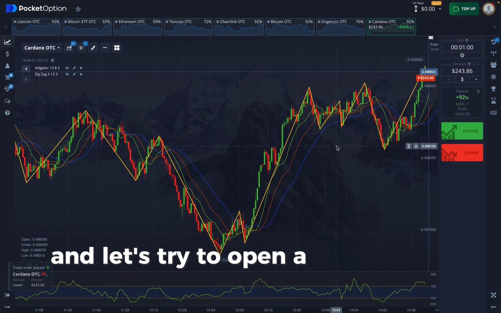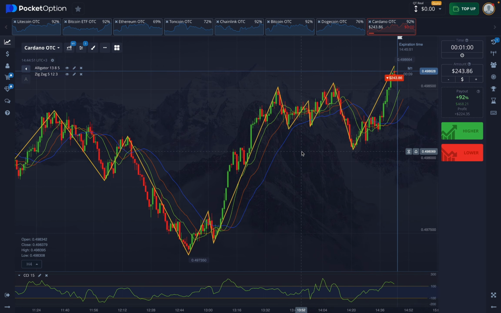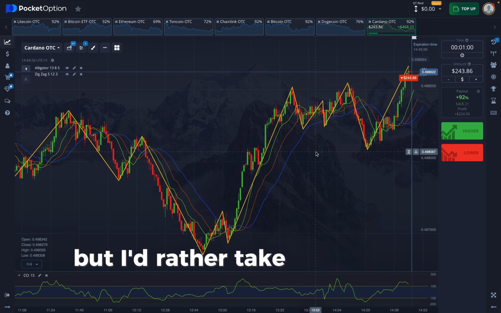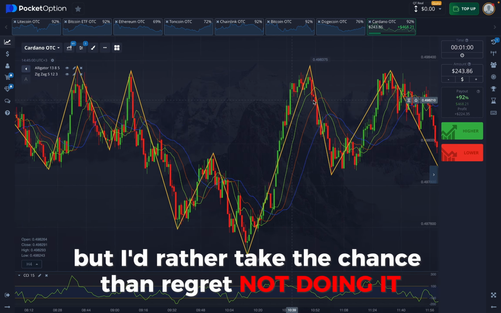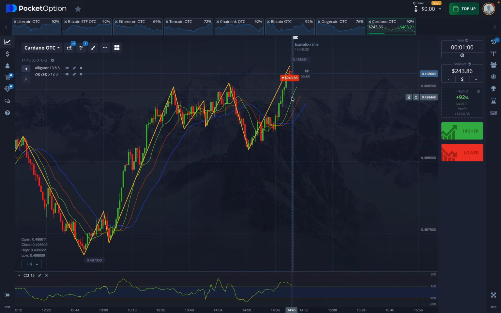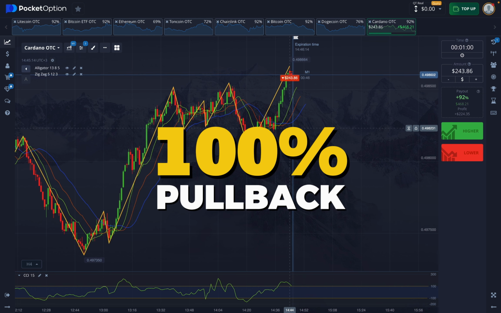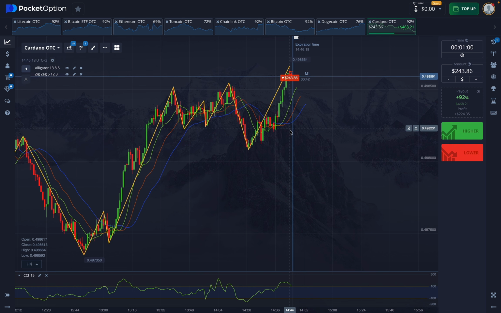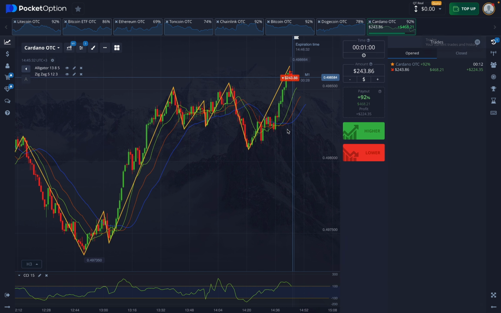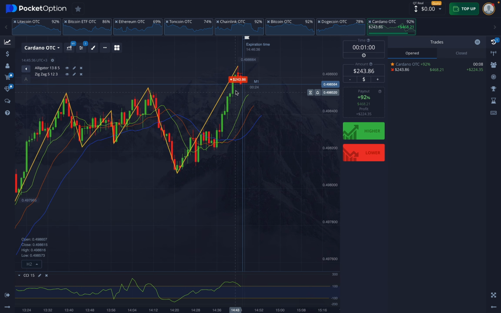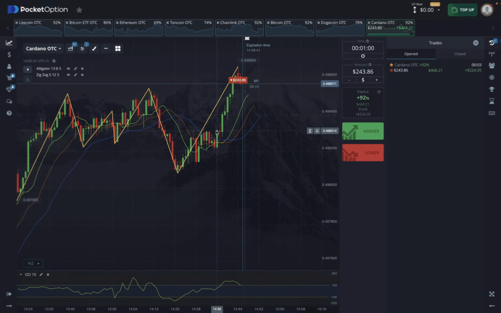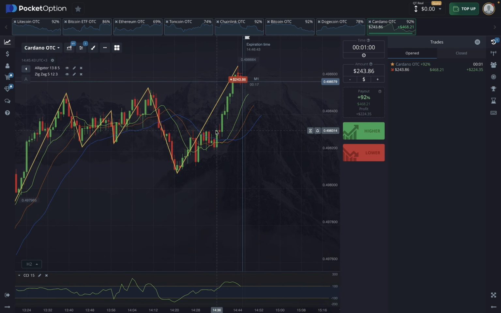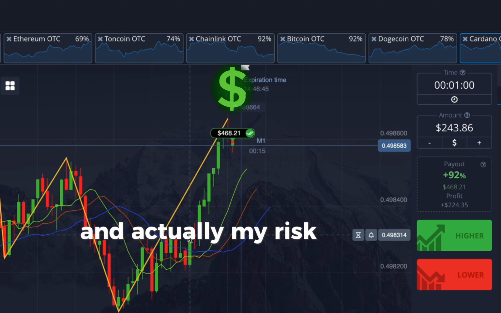And let's try to open a short trade here, going against the trend. It's a risky move, but I'd rather take the chance than regret not doing it. A new global maximum is forming, and while I'm not betting on a full trend reversal, I believe there's a 100% pullback coming. The moving average on my oscillator is coming out of the overbought zone, yet the maximum is still forming. I'm not following the alligator's lines here, as they're showing an upward momentum right now, especially in the last few seconds. And actually, my risk paid off perfectly.